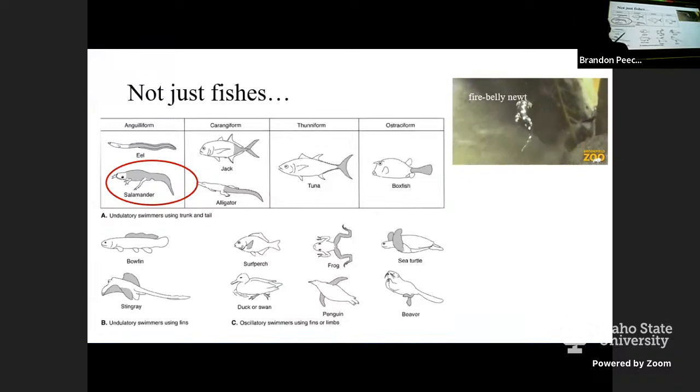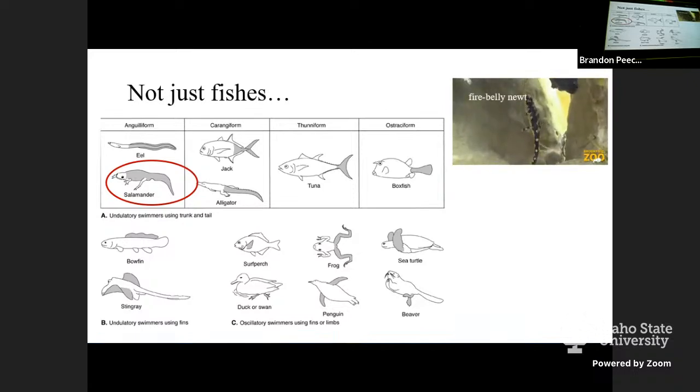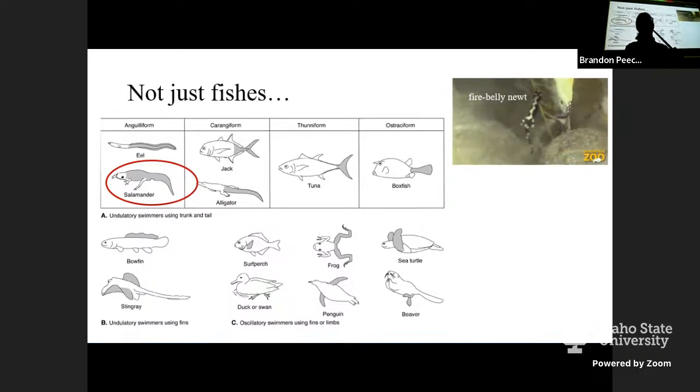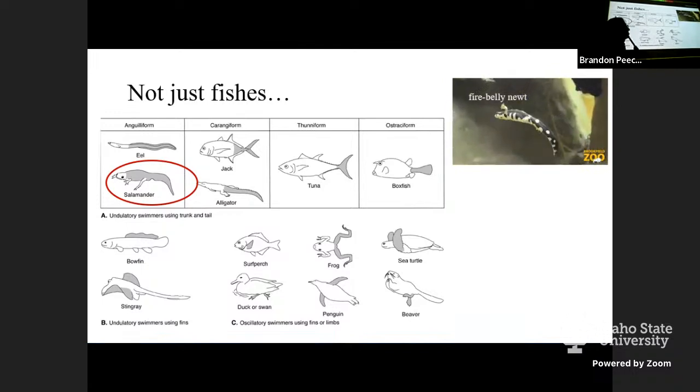So here's a newt. You can see how much of its body it's moving to get some swimming through the water. The firebelly newt is using most of its vertebral column, basically from its pectoral girdle backwards, to generate a wave to move through the water. Not as good as a fish, I think you'd agree. But of course, life is diverse. This table is giving you a misleading thing if you think all salamanders are like that.